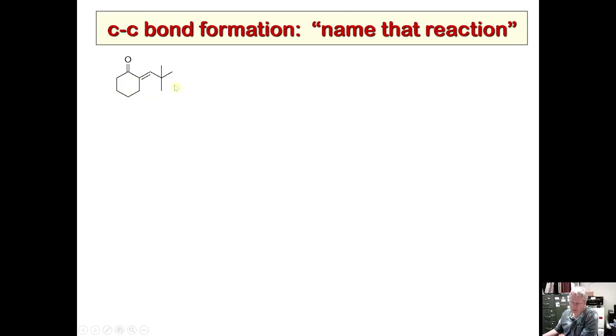So, we see a molecule here. What type of molecule is this? Is this an alpha-beta unsaturated ketone? Is it a beta-ketoester? Is it a beta-diketone? Is it a 1,5-dicarbonyl? Probably the first of those, the alpha-beta unsaturated ketone. And so what reaction would it be? Should be an aldol, and that is correct. That's an aldol reaction.